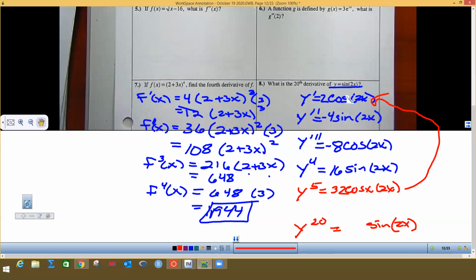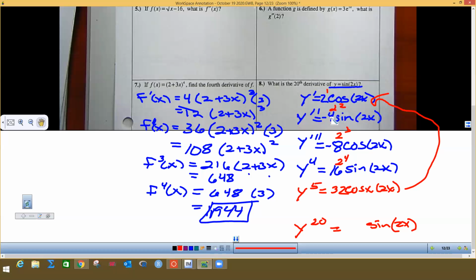Okay? Now, let's look and see about our number in front. Well, we start with this. This is the first derivative. I think that's 2 to the first, isn't it? Yeah. And I think 4 is 2 to the second. I think 8 is 2 to the third when I did the third derivative. I think this is 2 to the fourth on the fourth derivative.